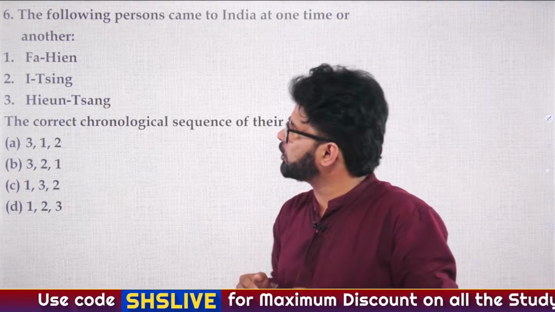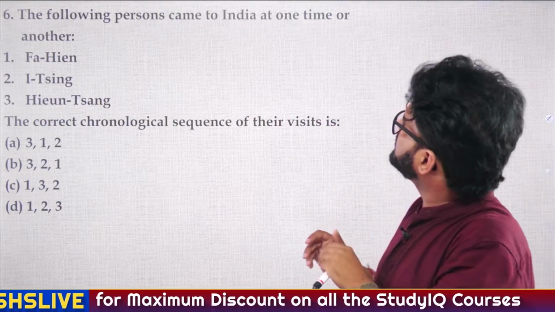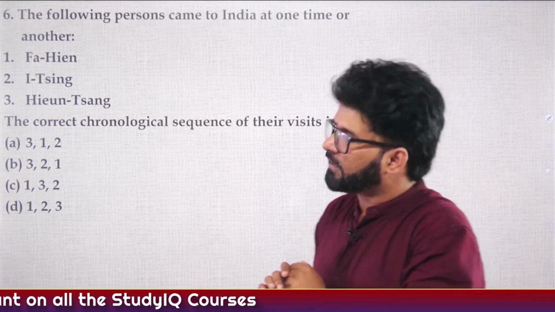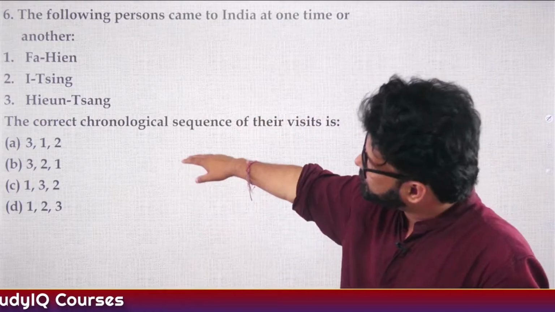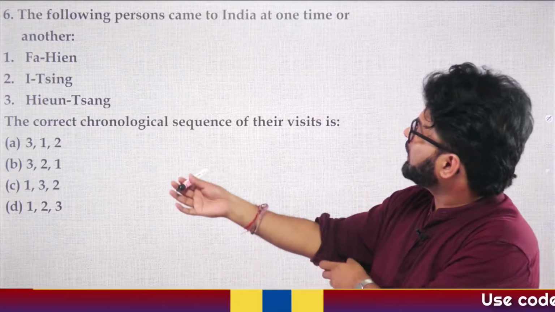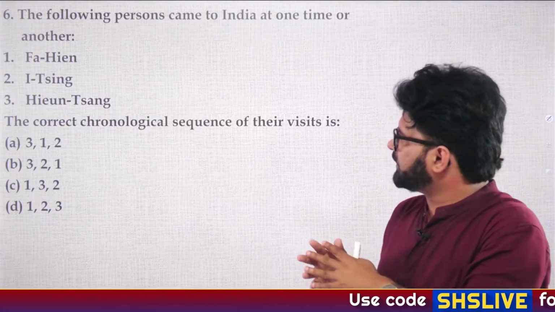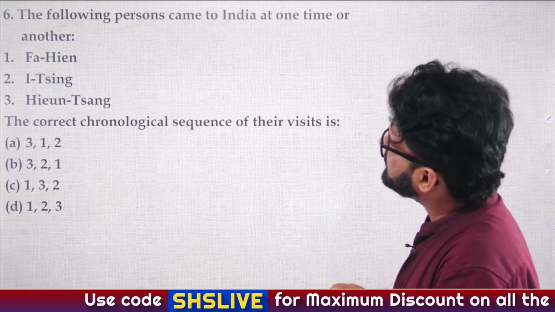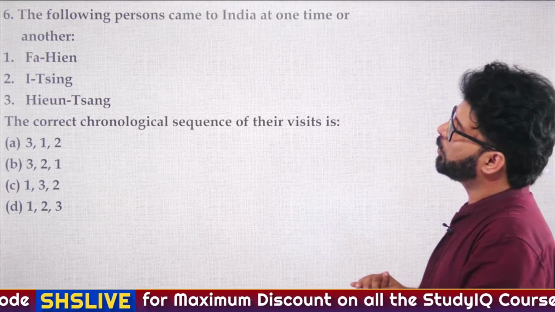Let's solve one more question. The following persons came to India at one time or another. First is Fahian, second is Aizing, third is Yuenzang. The correct chronological sequence of their visit is: A, 312; B, 321; C, 132; D, 123.